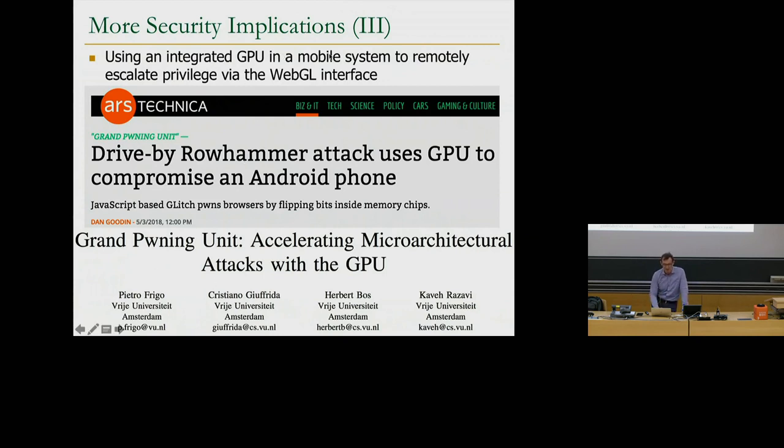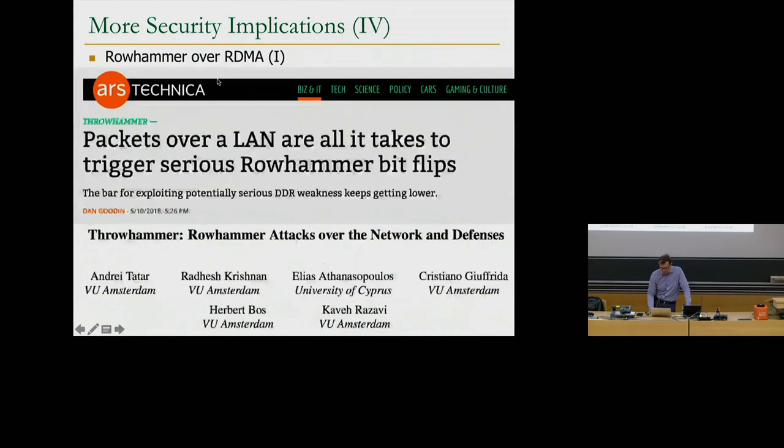If you have a mobile system, you have an integrated GPU. That integrated GPU is not as powerful as a separate GPU, but it's still powerful. And they were able to use the WebGL interface in the programs to remotely escalate privilege. And you can read this if you're really interested.